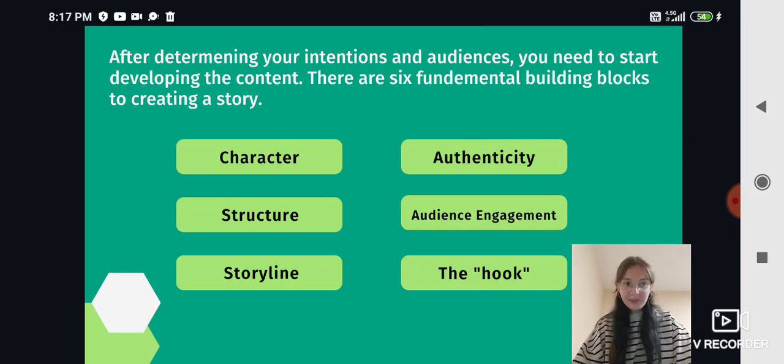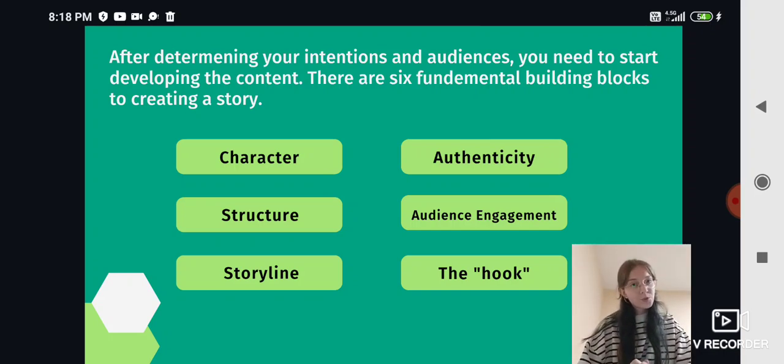Authenticity, I don't know if I'm pronouncing it right, but it's crucial because if the presenter isn't being themselves, the audience cannot connect to the subject. Also, authenticity allows you to educate your audience, show your intention, and allows the audience to decide how they feel for themselves.